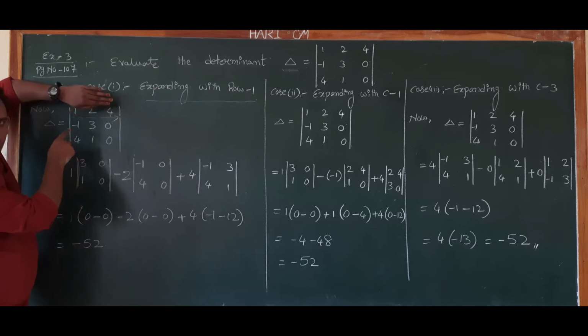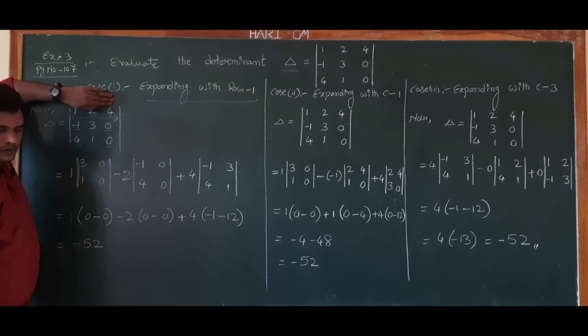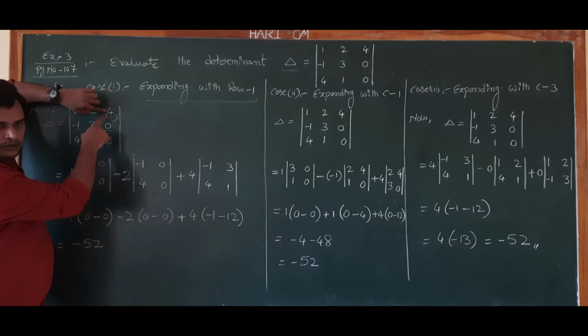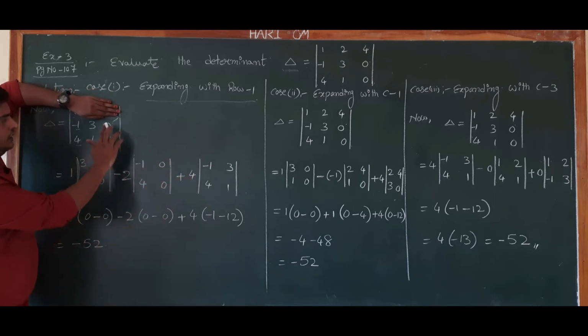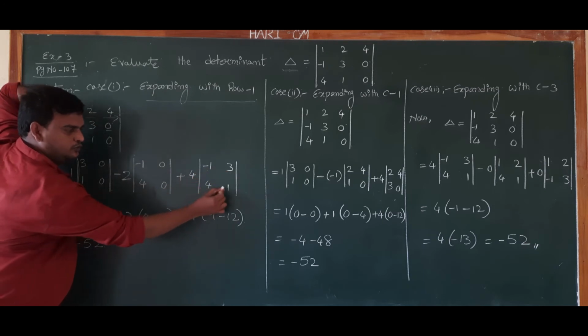Then we are able to have minus 1, 0, 4, 0. So minus 1, 0, 4, 0. It is again a 2 by 2 determinant. Now next the third element, plus 4. Now leaving the row and leaving the column elements, you are able to observe 4 elements: minus 1, 3, 4, 1. That we are writing, minus 1, 3, 4, 1.